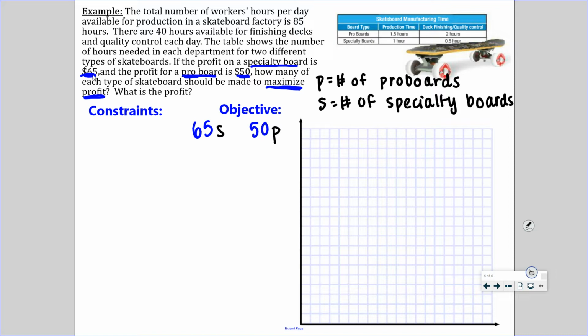So my total profit, I'd add these. And you can call this whatever you want. You can call it big P for profit. We use a little p there. So if you want to use a different variable, you can. But there's my objective. This is what I'm trying to find the maximum of, the profit.